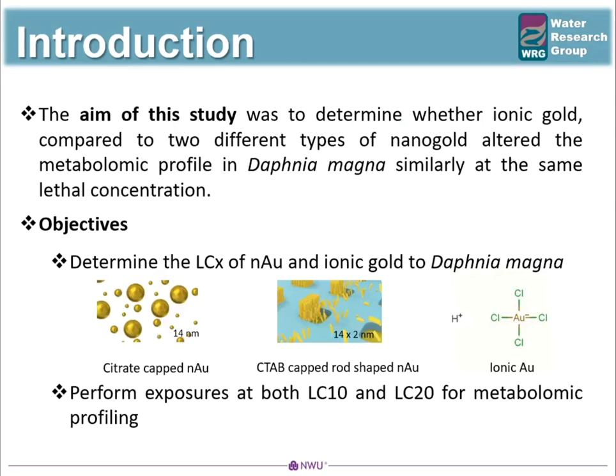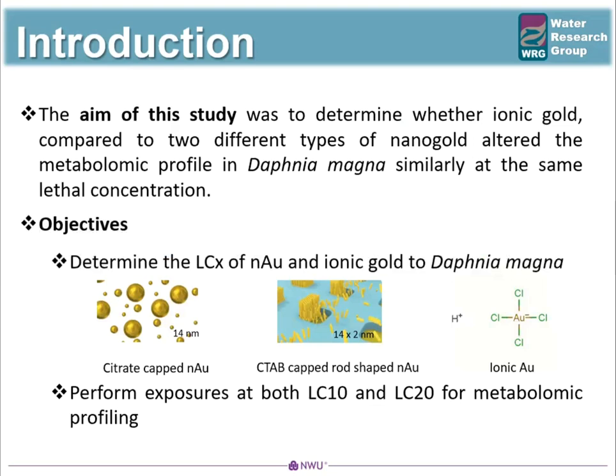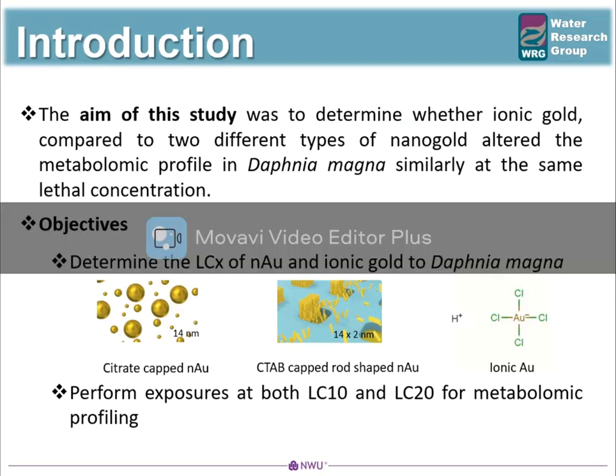The aim of the study was to determine whether ionic gold, compared to two different types of nanogold, altered the metabolomic profile in these species, at the same lethal concentrations. The objective was to determine LC10, 20, and 50 of nanogold and ionic gold to these species, and then to further perform exposures at both LC10 and 20 for metabolomic profile.